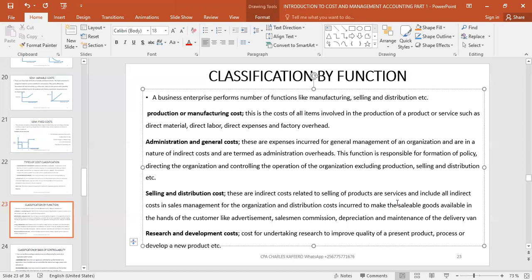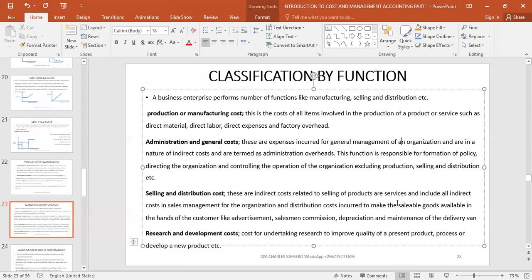Why are they in the nature of indirect costs? Because those costs are not incurred in the production of the goods and services. They are like supporting costs. Yes, we've incurred certain costs, but they are not directly traceable to the cost. They are not incurred directly in the production process, and they are termed as administrative or office and administration overheads.